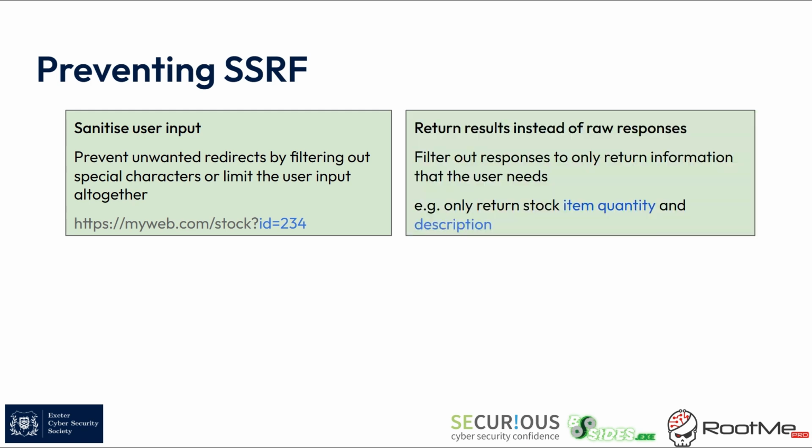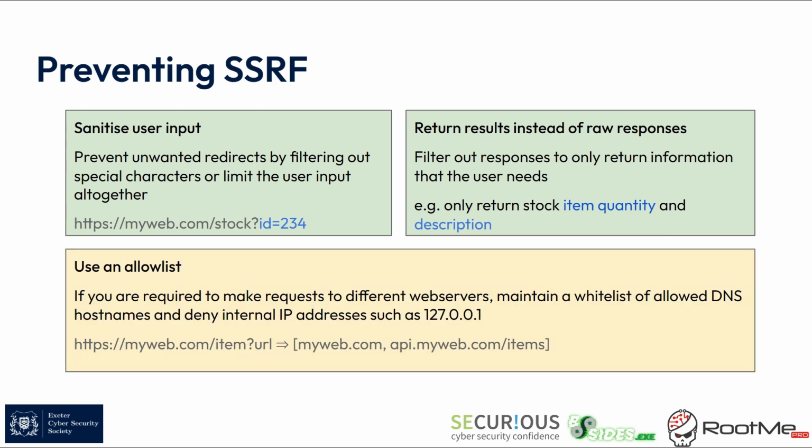Return results instead of raw responses. So if you are a server returning an HTTP response, what you want to do is to only return necessary information that the user needs, because any extra information could be used to build a more sophisticated or targeted attack using SSRF.